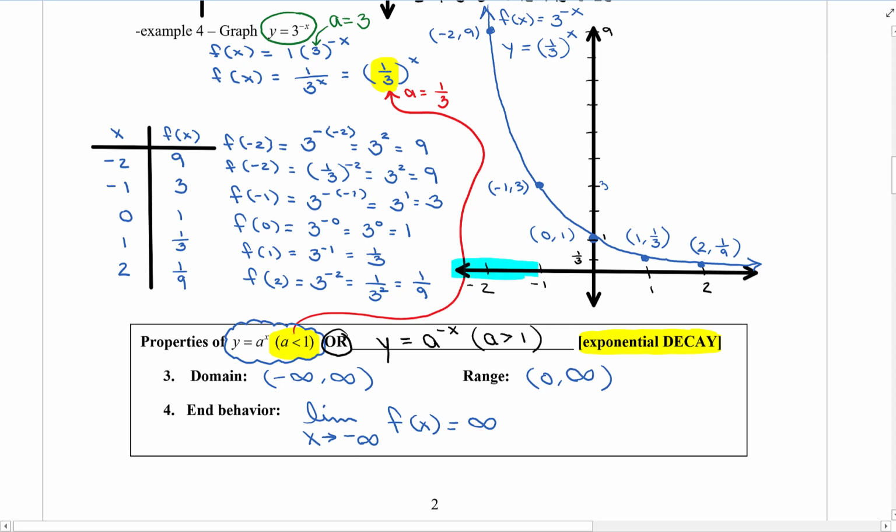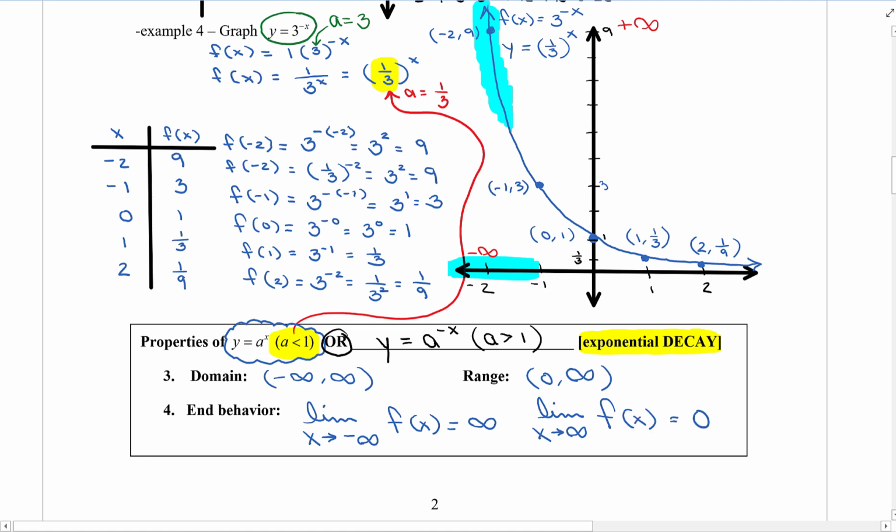Here, I'm going to highlight the left-hand side of the x-axis in blue, and I'm also going to highlight the left-hand side here of the function in blue. So as x is approaching negative infinity, you can see that our function is going to go up towards infinity. The y values are going to get very large.